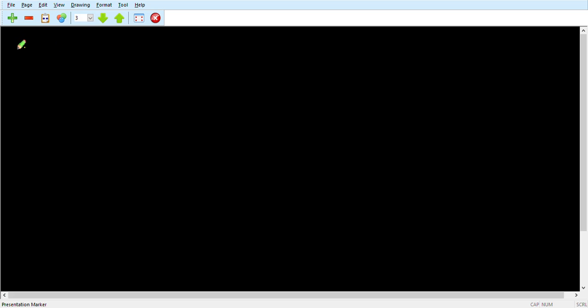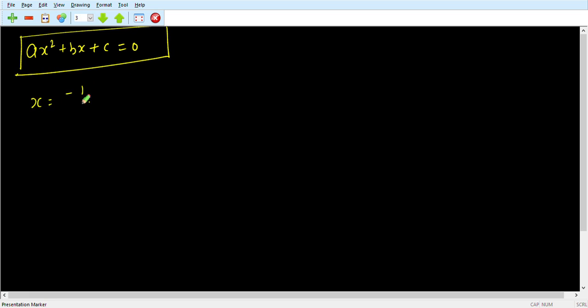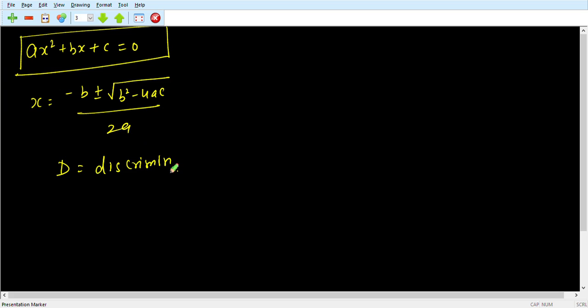But before that, let us suppose I'm having a quadratic equation ax square plus bx plus c is equal to 0, where a, b, c are real numbers and a is not equal to 0, then the root of this quadratic equation can be given as minus b plus minus under root b square minus 4ac upon 2a. And we already know that d is called a discriminant, and the value of discriminant is b square minus 4ac, and if discriminant is less than 0, the roots will be imaginary or roots will be complex.